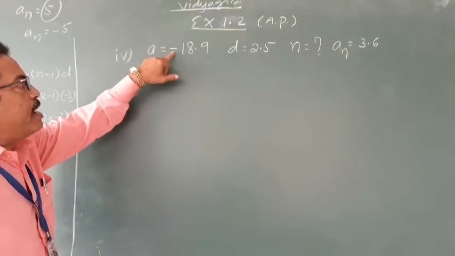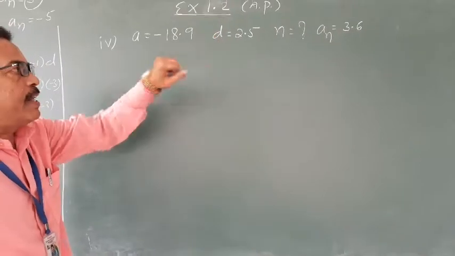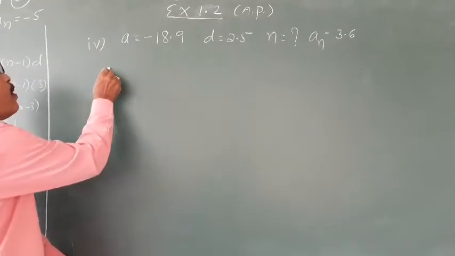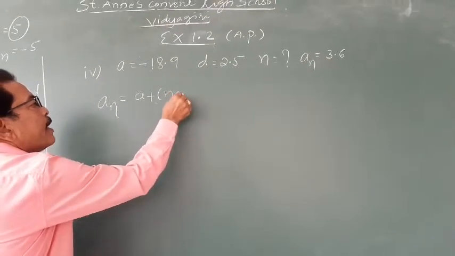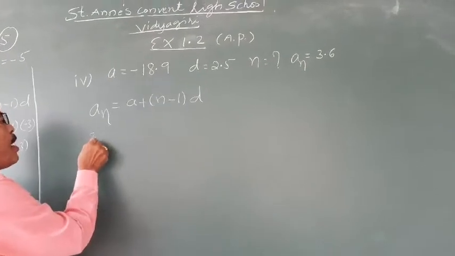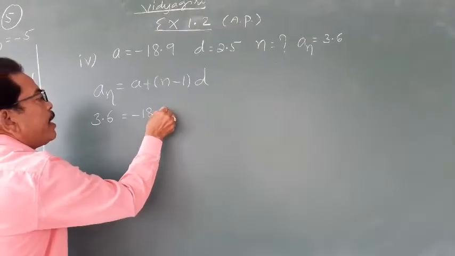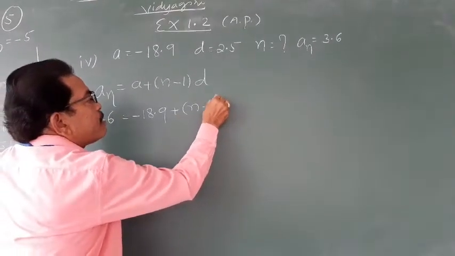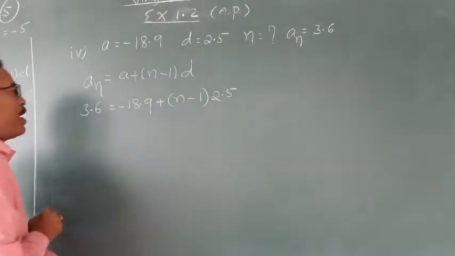Okay. Next one, that is 4. a equals minus 18.9, d equals 2.5. Here n is asked, the value of n. an is given, that is 3.6. Once again we have to use the formula: an equals a plus (n minus 1) into d. That is an 3.6, a minus 18.9, plus n question mark, that is (n minus 1), and d is given, 2.5.